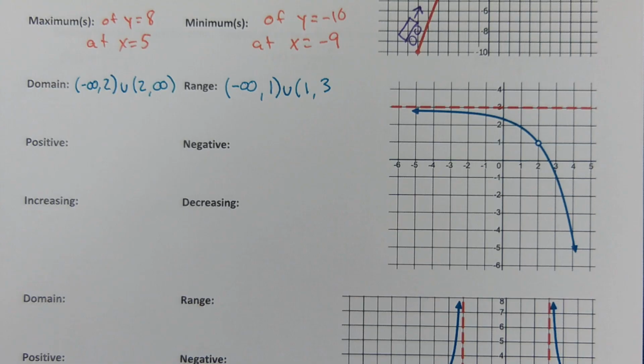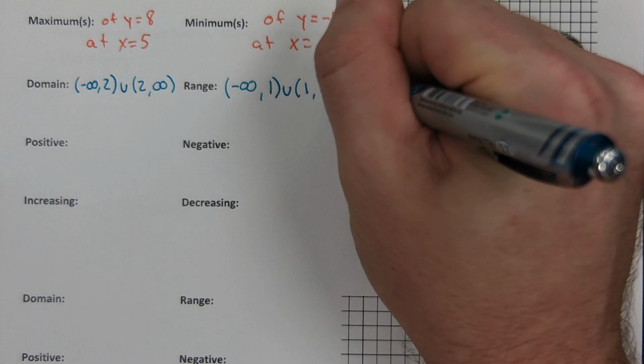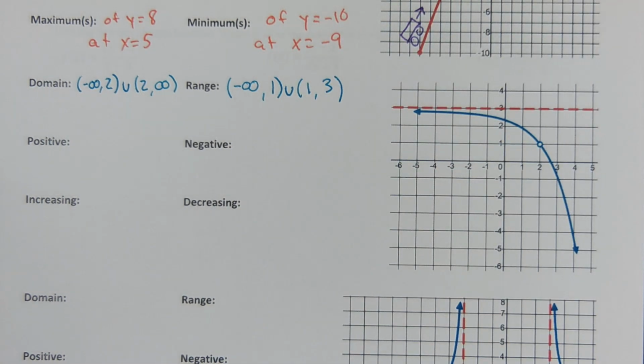It's the goal. It's going to always reach for 3, and it'll get infinitely close, but it'll never quite reach it, and that is why we can't put a bracket there. So instead we put a parenthesis.